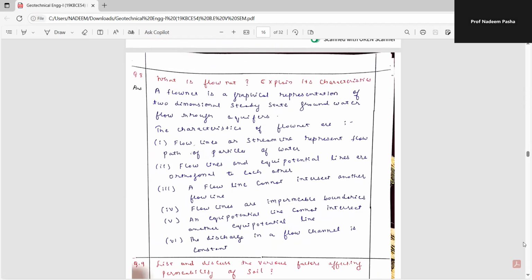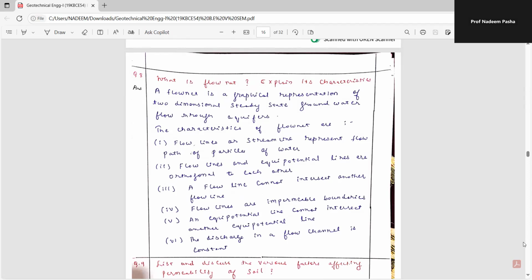What is a flow net? Explain its characteristics. A flow net is a graphical representation of two-dimensional steady-state groundwater flow through aquifers. How will you define a flow net? A flow net is a graphical representation of two-dimensional steady-state groundwater flow through aquifers.